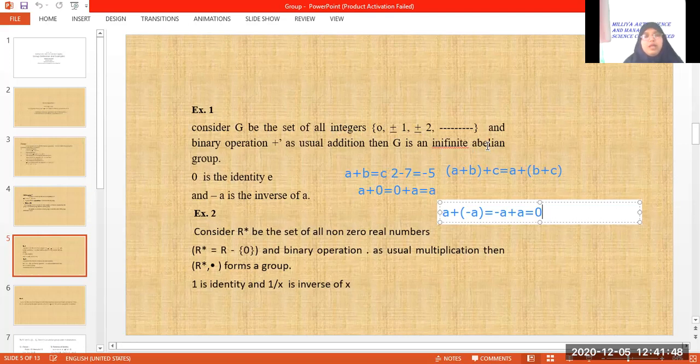Abelian group, since the commutative property is also satisfied: 2 plus 3 is equal to 3 plus 2.